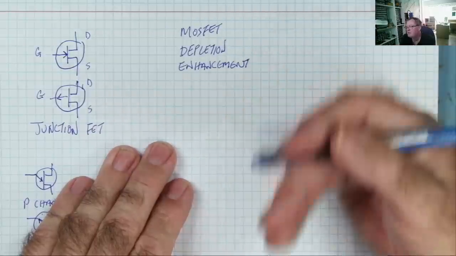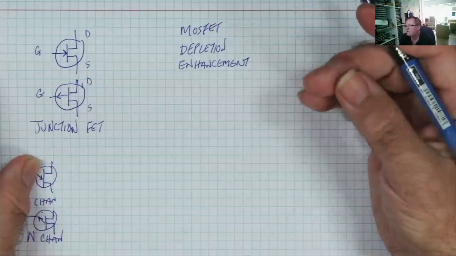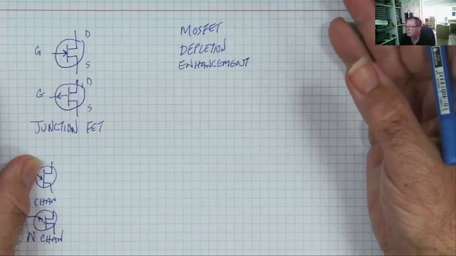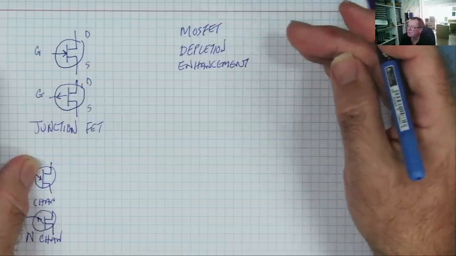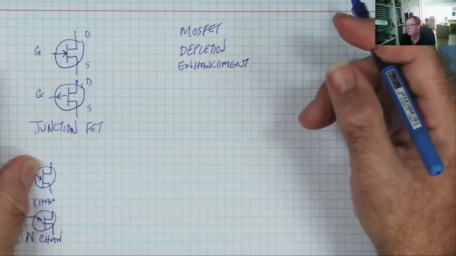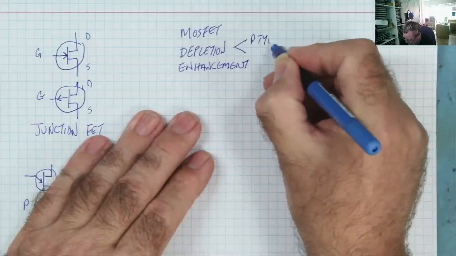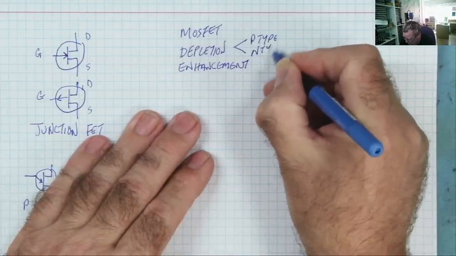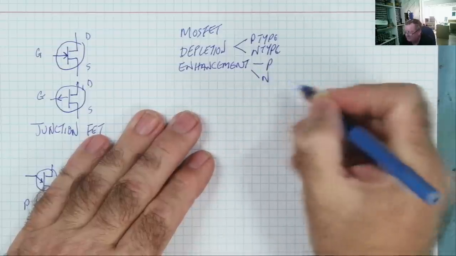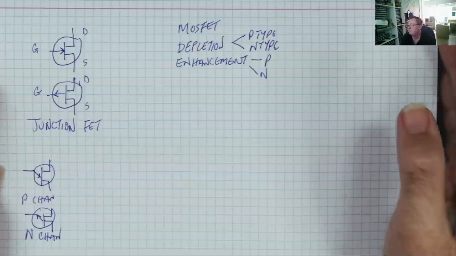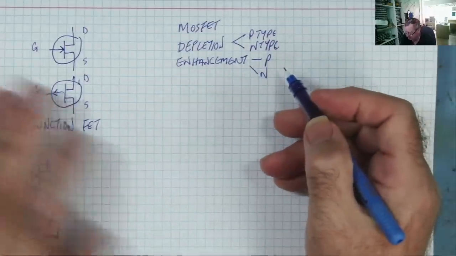What this actually means is when you apply a voltage to the gate, you turn the MOSFET on. So you apply a voltage to turn it on to increase the conduction. With a depletion type, it's conducting naturally, and you apply a voltage to decrease the conduction, okay? And each of these comes in both P-type and N-type. P, N. So we have four symbols, basically. We'll start with the enhancement MOSFETs because these are the most common.